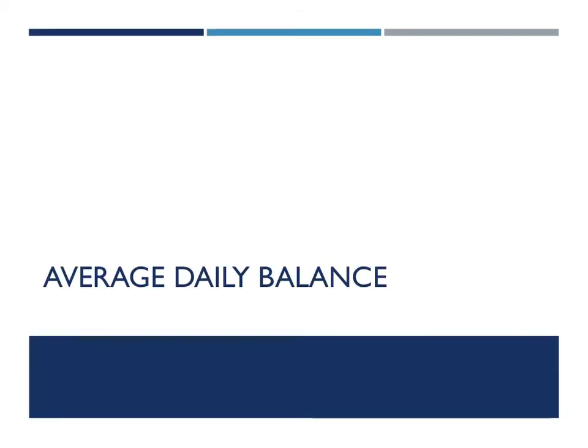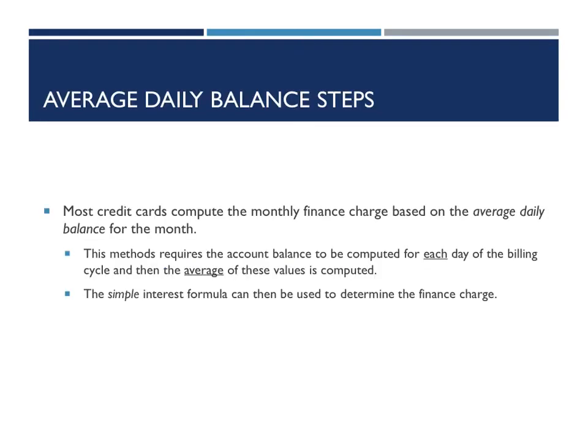Now we move into average daily balance. So looking at how we complete average daily balance, most credit cards compute the monthly finance charge based on the average daily balance for the month. This method requires the account balance to be computed for each day of the billing cycle, and then the average of these values is computed, and then the simple interest formula is used to determine the finance charge.